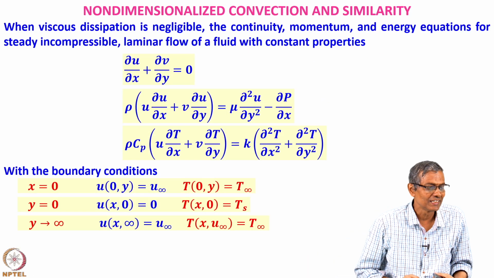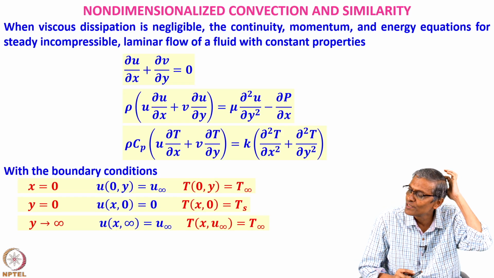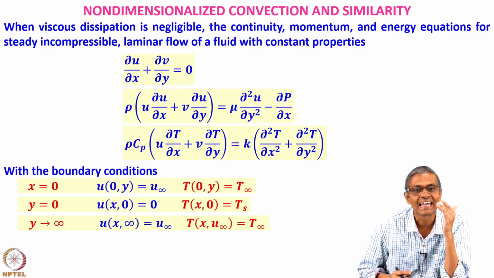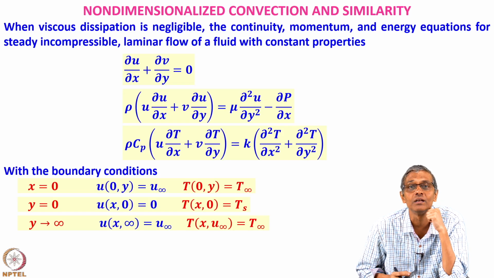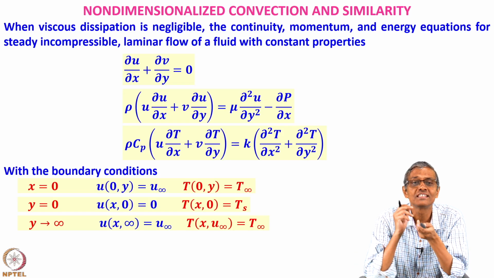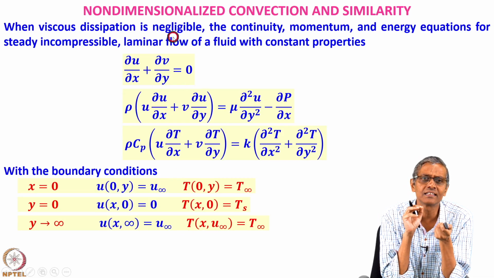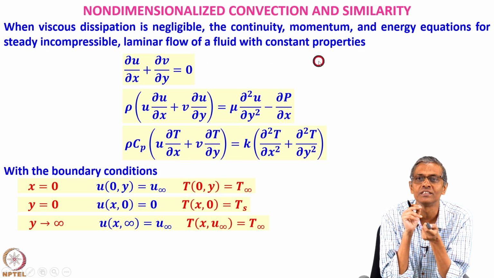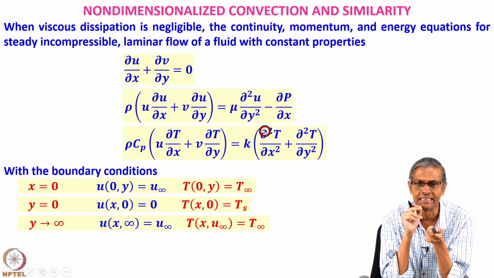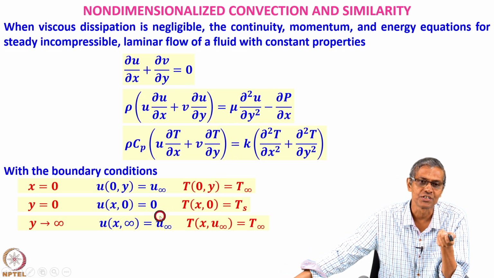Now the next important issue is, if I do experiments with one fluid, let us say air, can I use the same results for water? Yes, it is possible using what is called dimensional similarity. We have done this, that is why I am not writing it again. These are the equations we get for steady incompressible laminar flow with constant properties, which we derived in the previous class while doing scale analysis. And these are the boundary conditions.